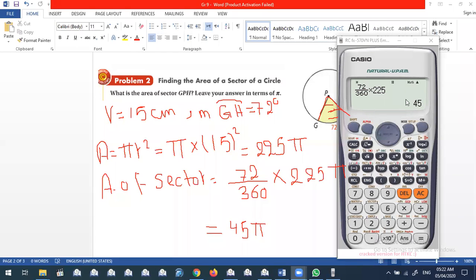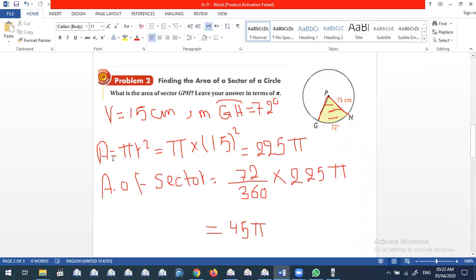So again, step number 1, we found the area of the circle by using the radius. Already I have the radius, which is 15. Area of the circle is pi r squared, so it will be pi times 15 to the power of 2. 15 to the power of 2 is 225, so it will be 225 pi. After that, to find the area of the sector, it will be the measure of the arc of this sector over 360 times 225 pi. So the final answer here is 45 pi. Let's find another exercise.